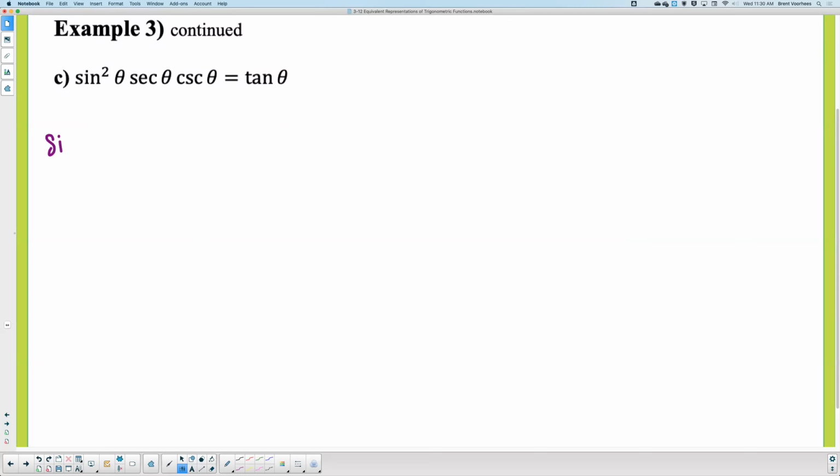So sine squared is the same thing as sine times sine, okay? Multiplying by a secant is the same thing as dividing by which function? Cosine, good. And then multiplying by a cosecant is the same thing as dividing by a sine. What did I do there? I did two reciprocal identities. We did two of them, reciprocal here and there.